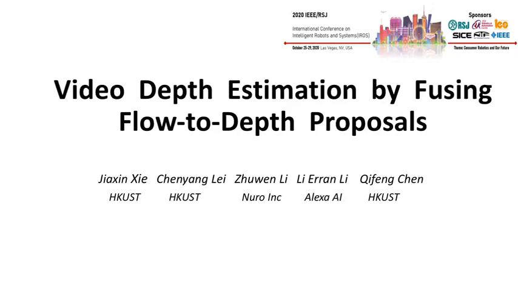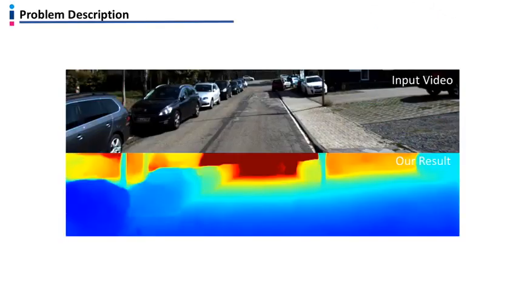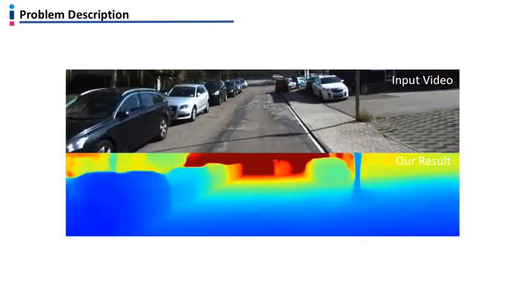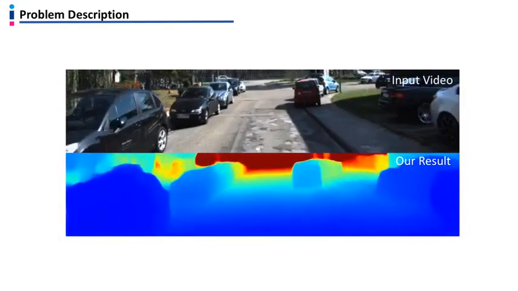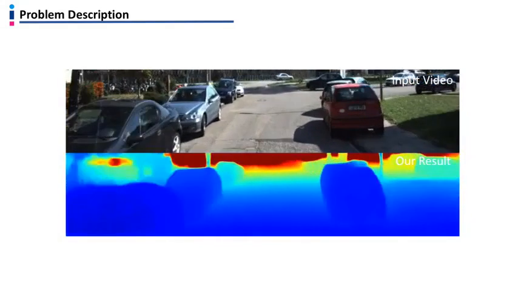Today I'm going to present the work I have done with Chen-Yang Lei, Zhuwen Li, Li-Aaron Li, and Qifeng Chen. It is video depth estimation by fusing flow-to-depth proposals. We want to build a system that, given a monocular input video like the upper one, produces a dense depth map video like the bottom one.